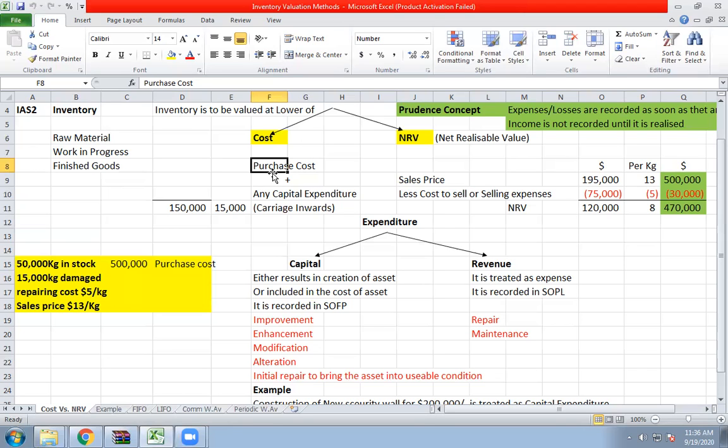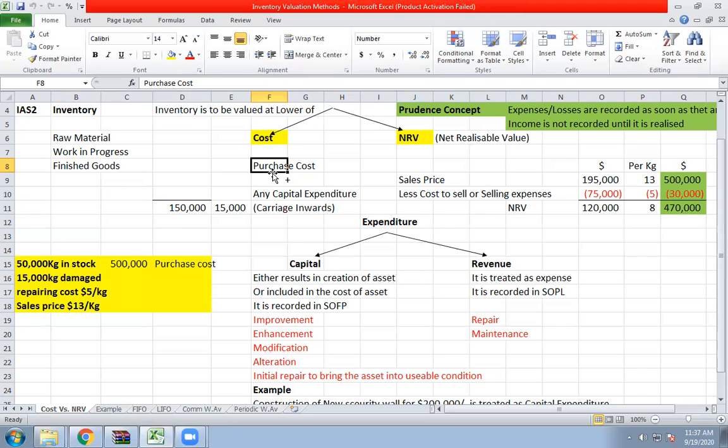But sometimes we have to incur some extra cost on that item to get it sold. For example, I purchased three pieces of wearing suits. One piece I have purchased for $2,000. I will be hoping that I can sell this asset at, let's say, $3,000. But initially I purchased it for 2,000. The 2,000 is lower than 3,000, so I will value this suit at $2,000.